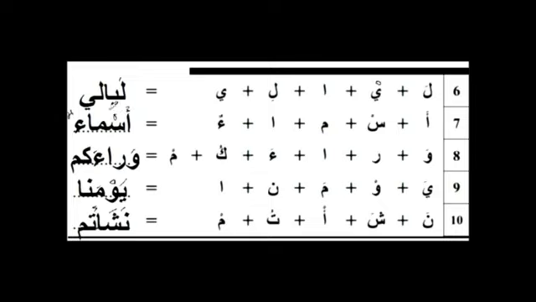Hamza followed by the sin, of course not connected to the sin. The sin followed by the meem connecting to the alif because the meem is a connector, the sin is a connector. Hamza at the end with the double dhamma, un. Asma'un.